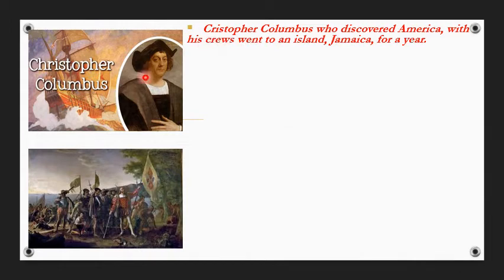So what happened in the story? Christopher Columbus with his crews went to an island, and the name of the island was Jamaica. They went there for a year. So what happens after some time? Their food supply became low. Their initial days were well, but after some time their food supply became low.